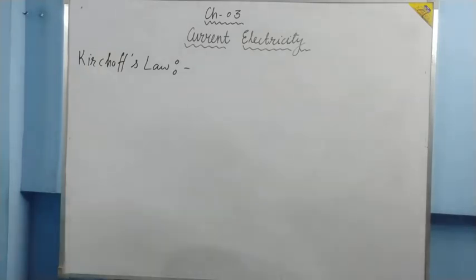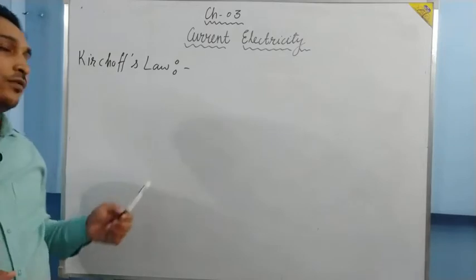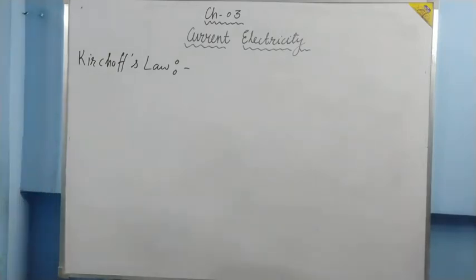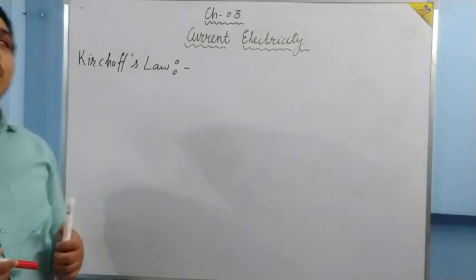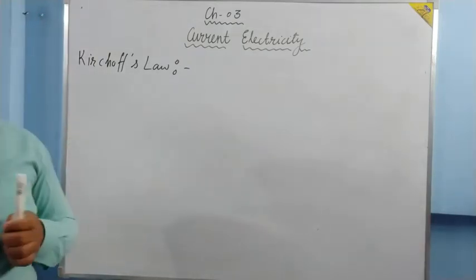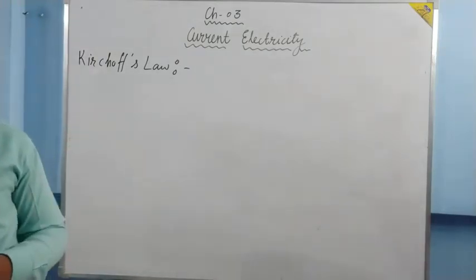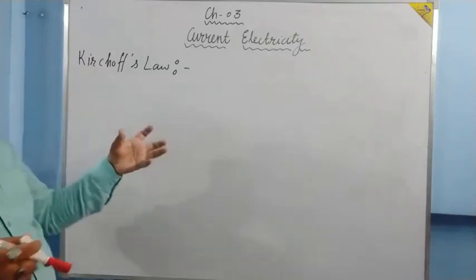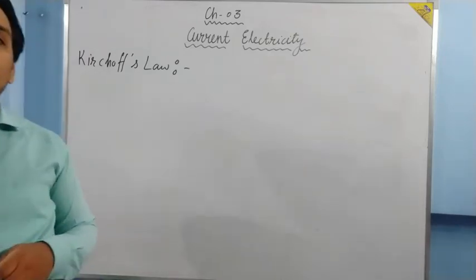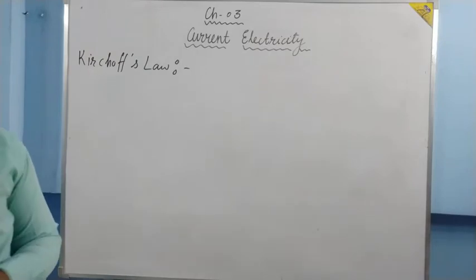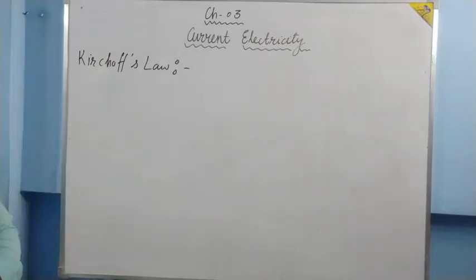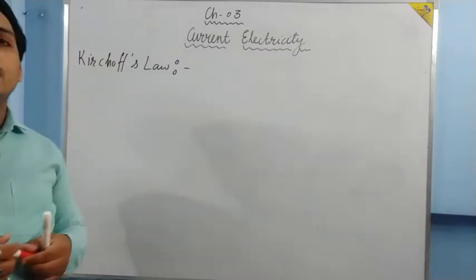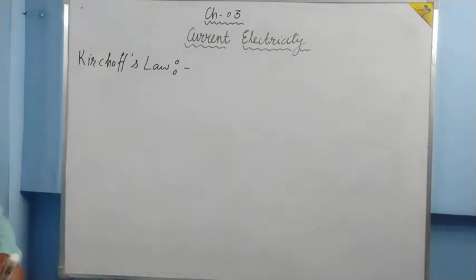a given electrical circuit. By Kirchhoff's law we can calculate potential difference, we can calculate electric current flowing in the circuit, and we can calculate an unknown resistance. So basically we use Kirchhoff's law to simplify the circuit, to know the value of equivalent resistance, the value of electric current, the potential drop across a resistor, or the potential difference between 2 points in the given circuit.